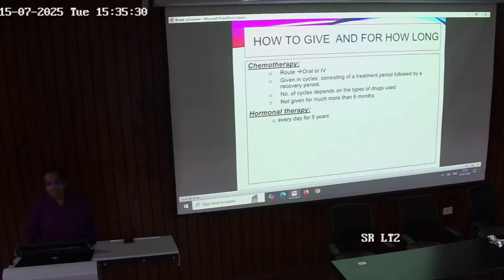Chemotherapy route is mostly oral or IV, given in cycles. Commonly it is 4 cycles or 6 cycles. Each cycle consists of a treatment period followed by a recovery phase. The number of cycles depends on the type of drug used. It is not given for more than 6 months. Hormonal therapy is given every day for the next 5 years.